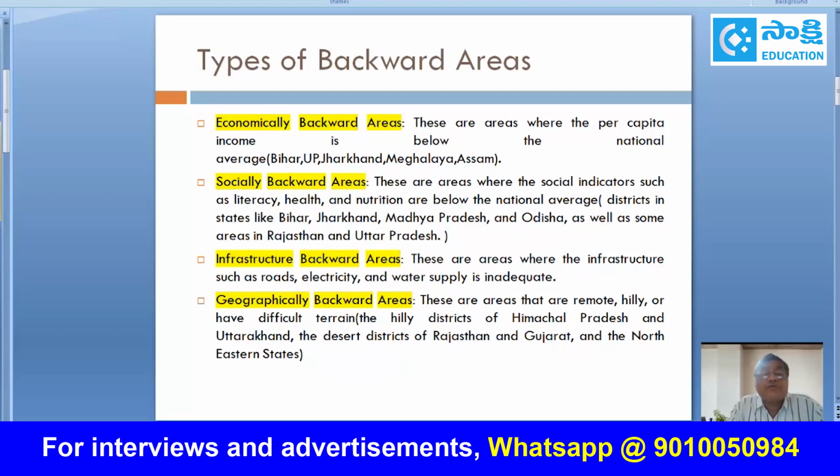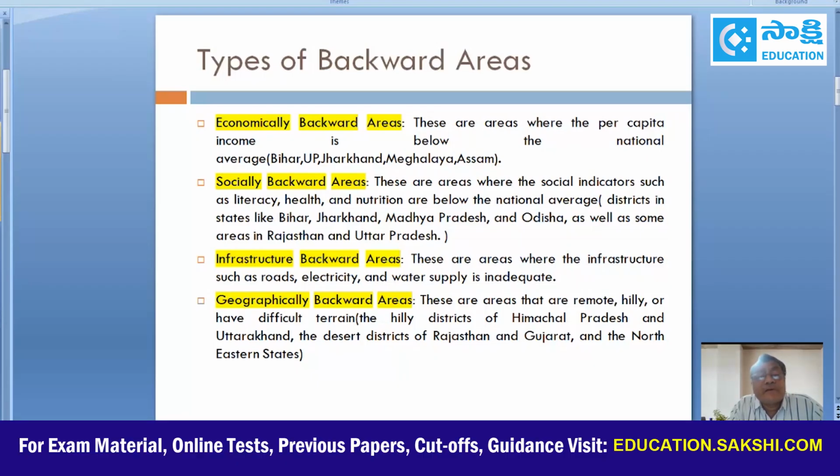As far as the socially backward areas are concerned, these are the areas where social indicators such as literacy, health facility, and nutrition are below the national average. For example, if you observe some of the districts in the states of Bihar, Jharkhand, Madhya Pradesh, and Odisha, in these districts, the progress of health indicators was lower than the national average.